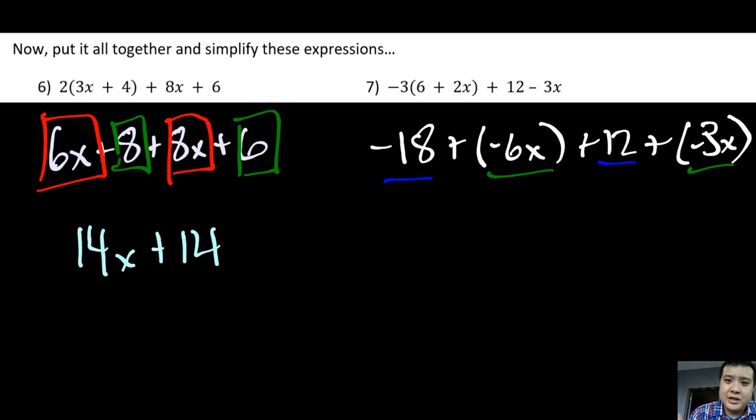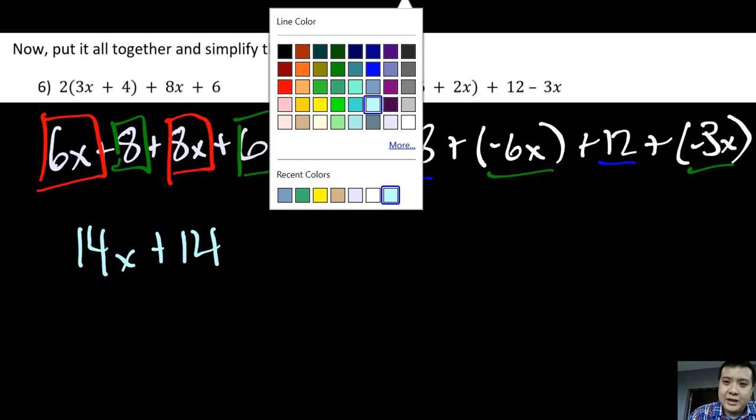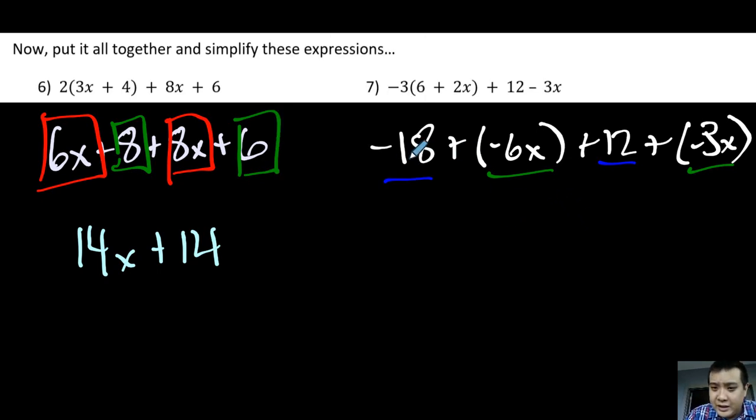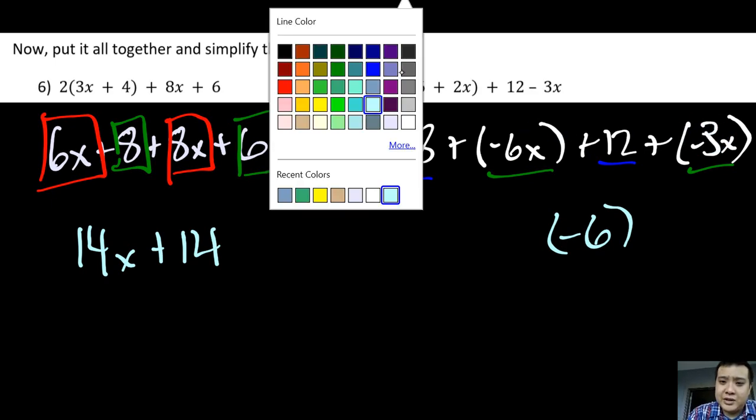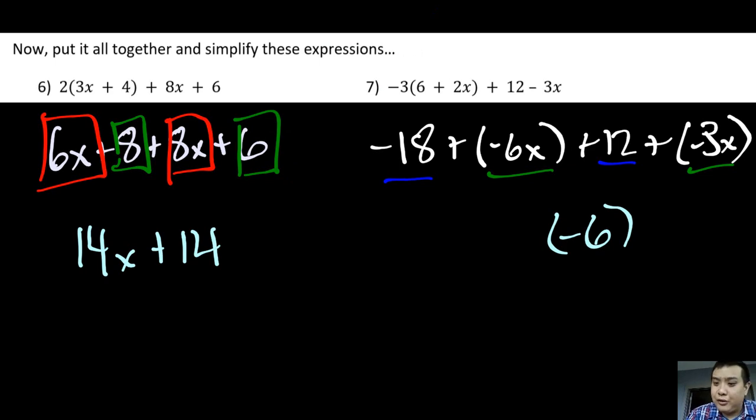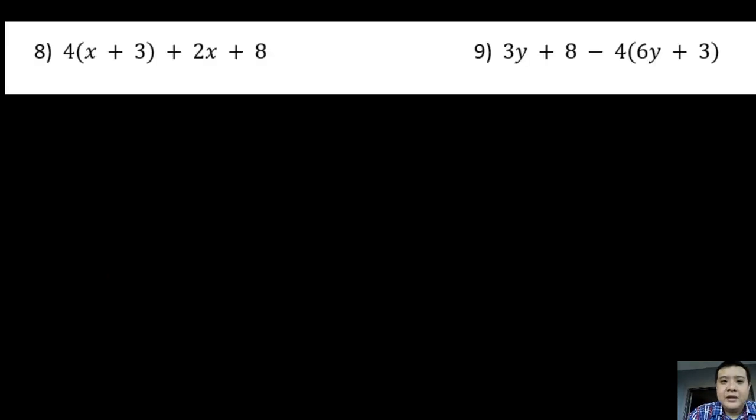Let's combine the constants, and what we get is negative 18 plus 12 is going to be negative 6. And then when we combine our terms with x in them, we get negative 6 plus negative 9, or negative 3, is negative 9. So we get negative 9x plus negative 6. Here, go ahead and try these two out on your own.